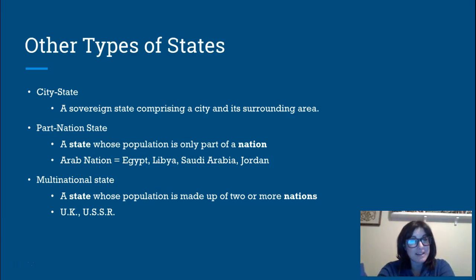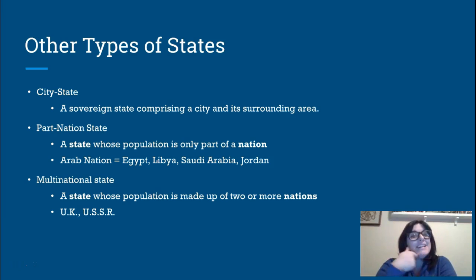The Vatican would be another example. The Vatican, where the Pope lives, is considered its own city. Even though it's in Rome, so it's in Italy, the Italian government doesn't have control over the Vatican. Since they're sovereign, they have their own power, so that is considered a city-state. So there are a couple of examples for you.